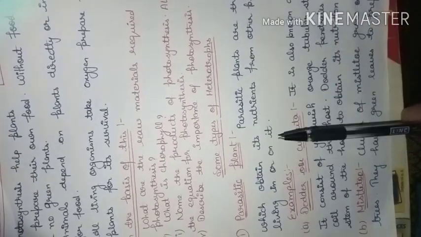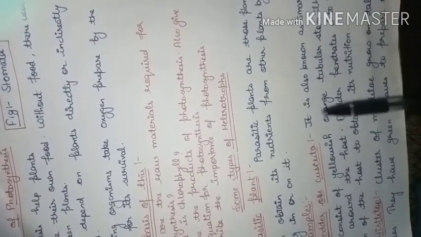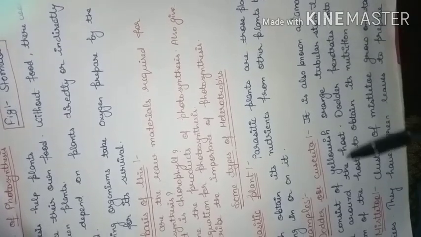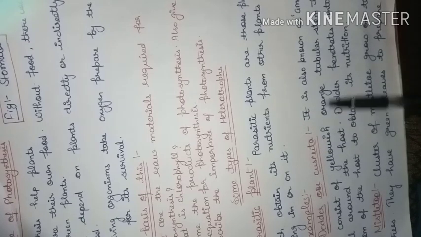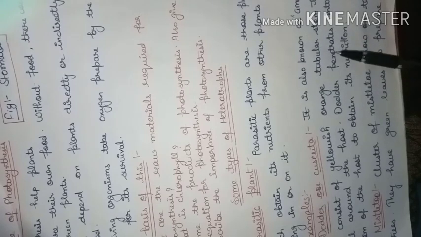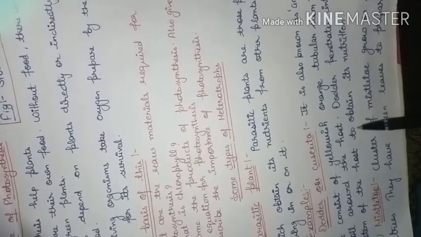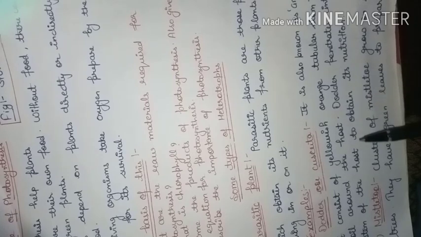Let us understand the examples of parasitic plants. The first example is dodder, also known as amarbel. It consists of a yellowish orange tubular stem that coils around the host. So cuscuta is a yellowish orange plant which coils around the other plant. Dodder roots penetrate into the stem of the other plant. When the roots of the dodder penetrate into the other plant, they directly obtain the water and food from the other plant. In this way they survive.